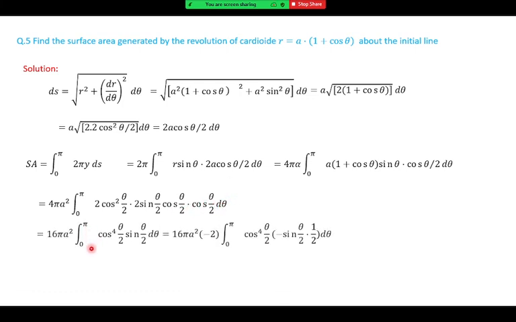Simplified, 0 to pi can be considered as 2 times 0 to pi by 2 also, and then theta by 2 can be replaced as t, and you can use the Wallis formula also. But here the substitution method is used. By the Wallis formula also you can do it, but you have to replace theta by 2 equal to phi or theta by 2 equal to t, and you will get the same answer, 32 pi a square upon 5. That is the surface area of a cardioid. Is that clear? Yes, sir. Okay.